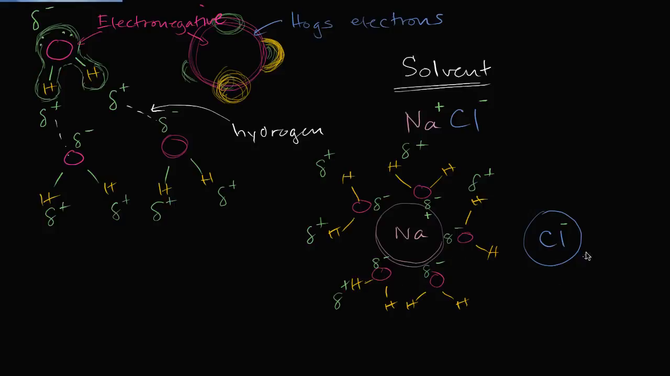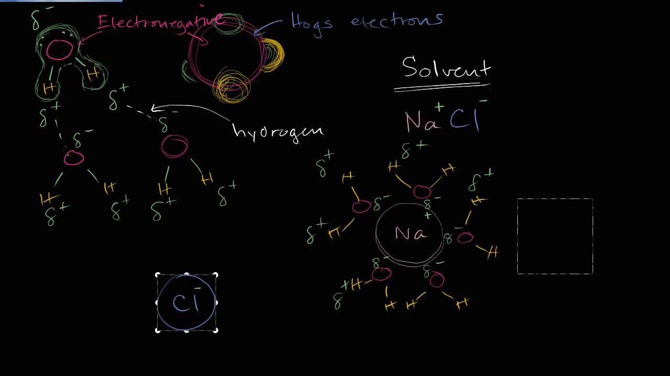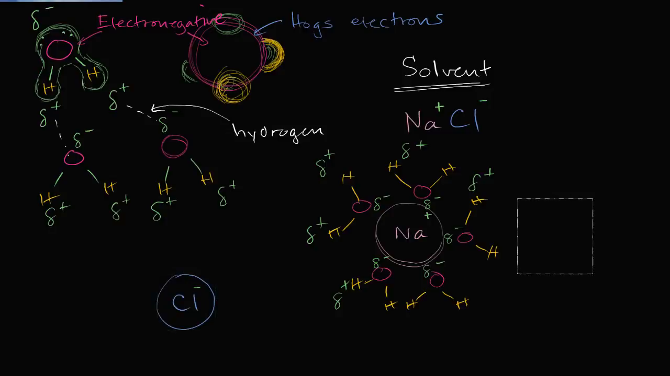Now, a similar thing is going to happen with the chloride ion. And we call a negative ion an anion. So over here, and actually let me move it over a little bit so that I have some space. So the chloride anion, maybe I'll move it right over here. I'm having trouble with my selection tool. All right. So there we go.